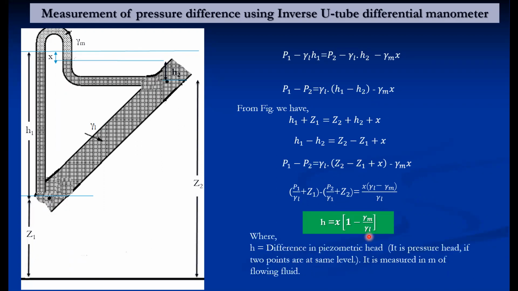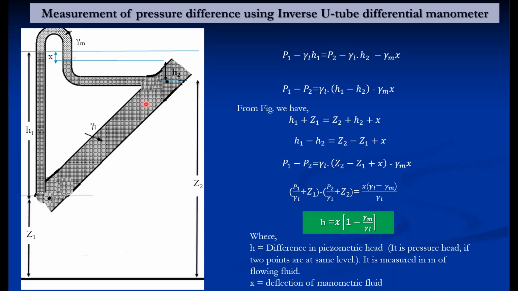Again, here H is the difference in piezometric head. It is the pressure difference if the 2 points are at the same level, but in general, it is called the difference in piezometric head. And it is measured in terms of meter of flowing fluid. It is not only meter, but meter of flowing fluid. If the flowing fluid is water, it is meter of water. If the flowing fluid is oil, it is meter of oil. Difference in piezometric head or difference in pressure head. X is not pressure head. It is generally a deflection of the manometer.